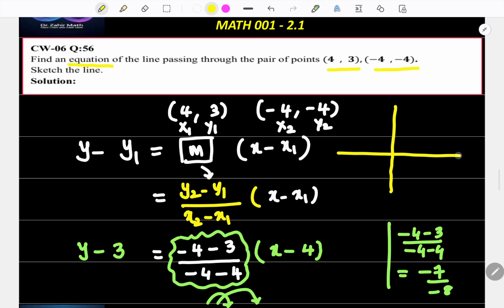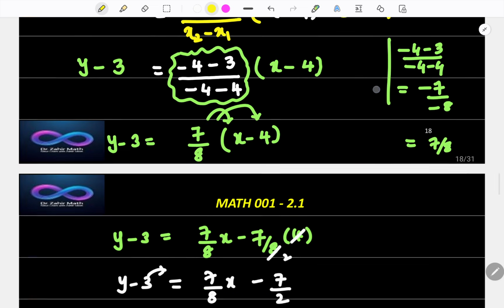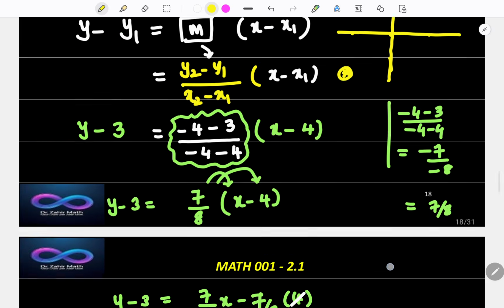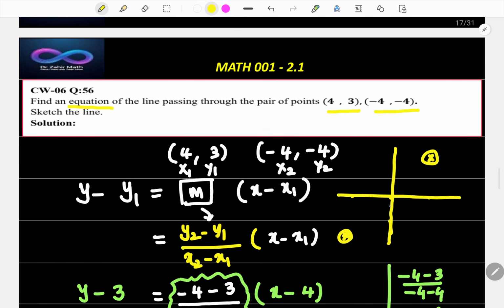Can you see that? So where is 4, 3? Here is 4, right? Here is 3, right? And minus 4 is here and minus 4 is here, right? Now the question is, is it passing through this point or not? How can you find out? So look at the equation. The equation is y equals 7 by 8x minus 1 by 2. Suppose you put x equal to 0 here. If you put x equal to 0, y is equal to negative half. So 0 comma negative half is the point. So it means it will not go here. It will go a little down. So this line will be like this.